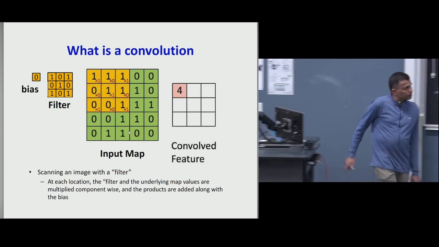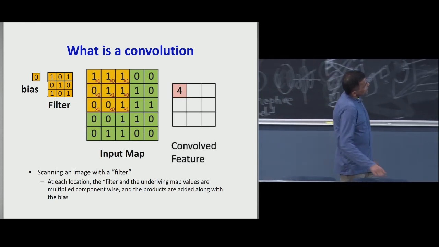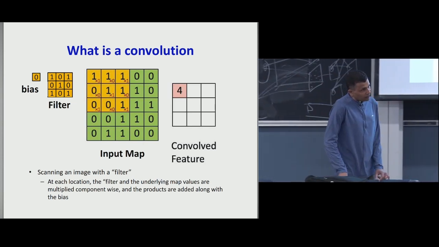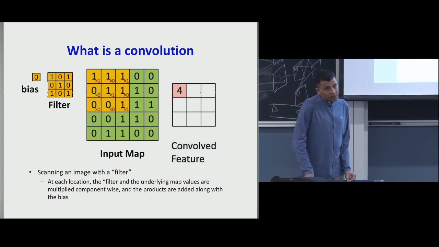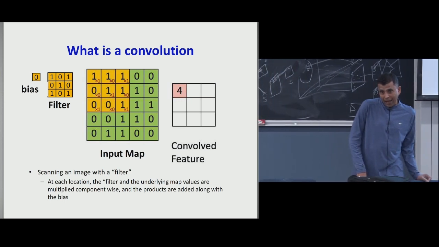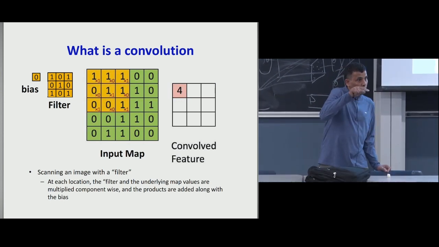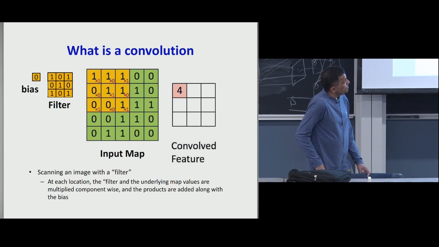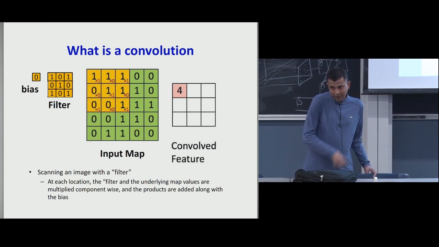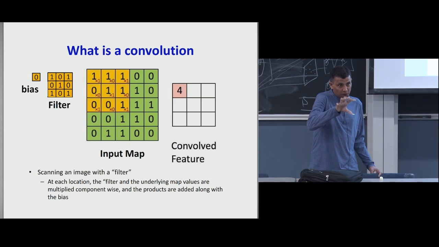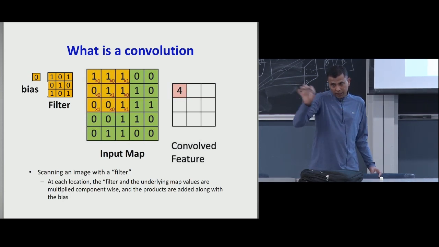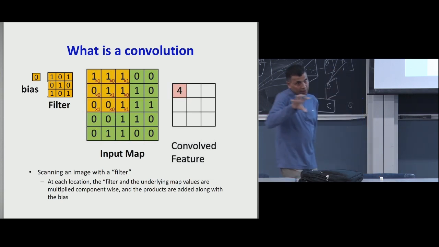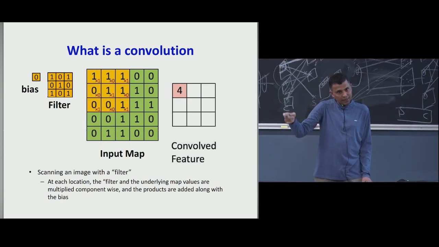So here's what would happen. You would place that filter on the top left corner of the image, and the filter values are shown in red, the image values in black. You do a component-wise multiply of every pixel value with the corresponding filter value, and then you sum them up. You see that this particular sum is going to be 4. Then that entire filter is shifted by 1 pixel, and you repeat the same operation, and you get the next value. Then it's shifted by another pixel, and you get the next value.